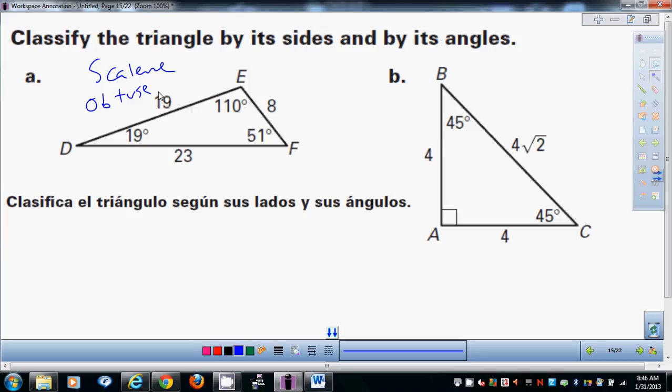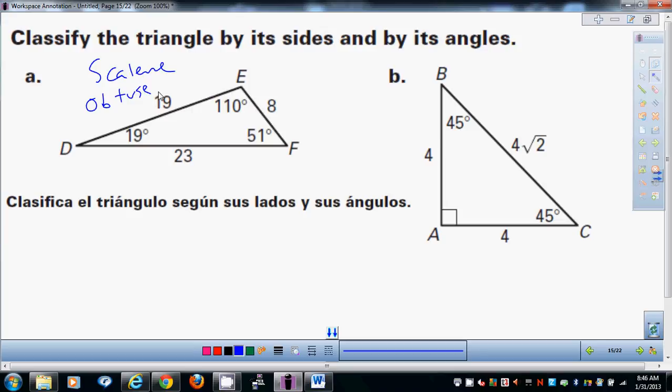Now, B. Who wants to take a stab at B? Rip? Go. Okay. All right. Half done. That's right. This is a right isosceles triangle, and that's all you have to do. Right isosceles. Isosceles is when two of the sides are equal. Scalenes are none of them equal. Isosceles are where two of them are equal.